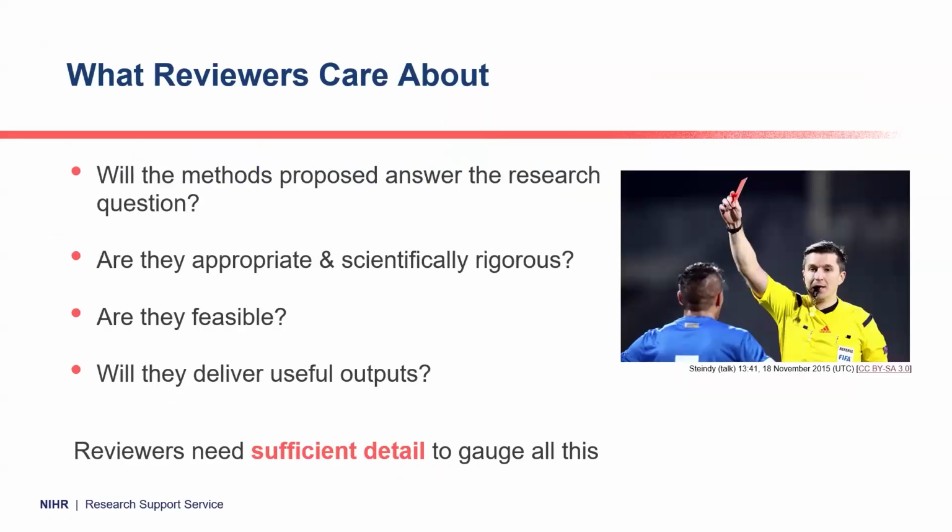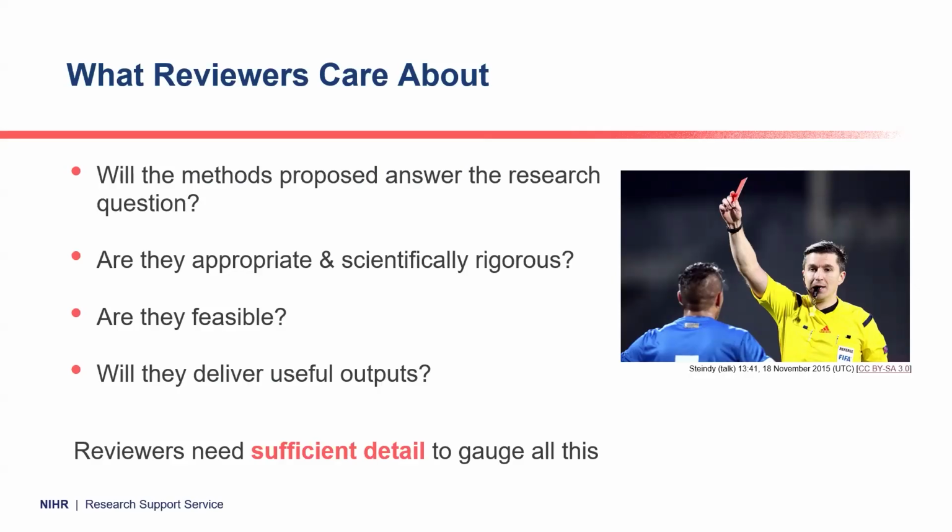So what do reviewers care about? Okay, so the first thing they care about is, will the methods proposed answer the research question? They want to make sure that the design you've got fits the question, that the methods you've got will answer what you're intending it to answer, and they will be looking out for that throughout. They'll want to know whether they are appropriate and whether they are scientifically rigorous. They'll want to know whether they're feasible, so they will be looking at your logistics as well. And they'll want to know whether, at the end of the day, they will deliver useful outputs.